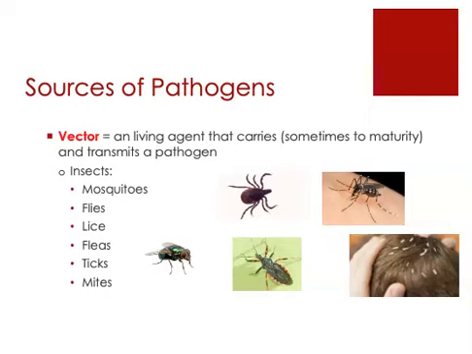Vectors are almost always insects. They include things like mosquitoes and a whole lot of different flies. There are species of lice that serve as vectors, fleas and ticks and mites, all those little insects that nobody likes are vectors for sometimes very serious pathogens.